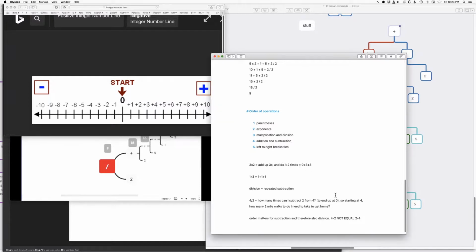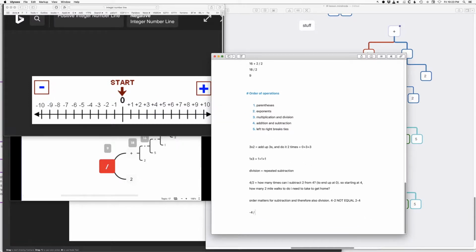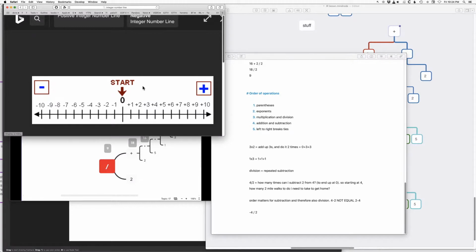However, what if we did -4 divided by 2? Negative. Then we would start at -4. And then we always walk towards home.